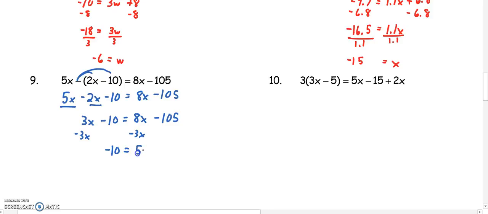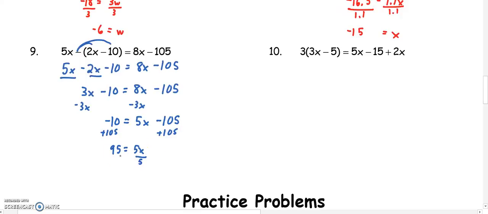Negative 10 equals 5x minus 105. Add 105 to both sides. So negative 10 plus 105 is 95 equals 5x. Divide by 5 on both sides, and x equals 19.